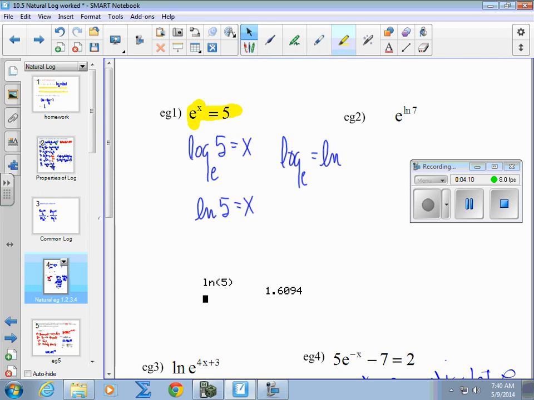Now, I don't think my calculator is working for whatever reason. But if you take your calculator, everybody take their calculator out, you'll find the ln button. If you put in ln of 5, you get 1.6094.